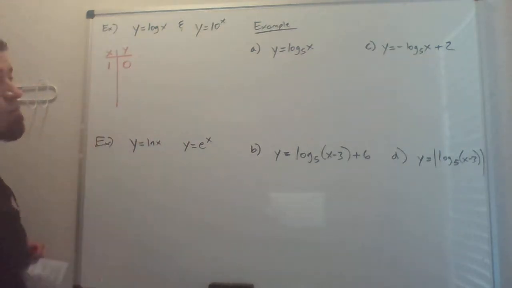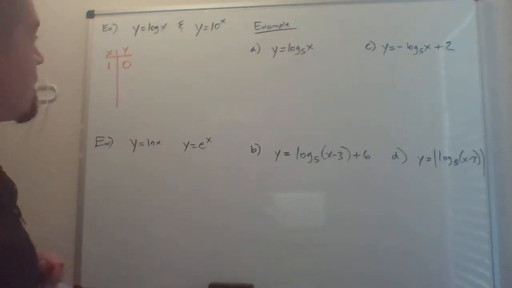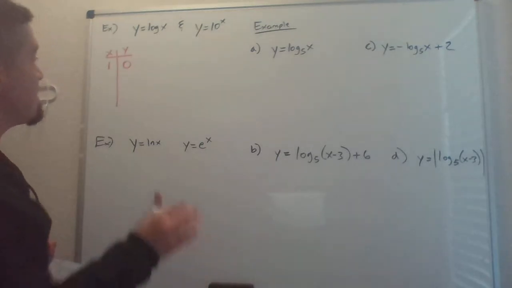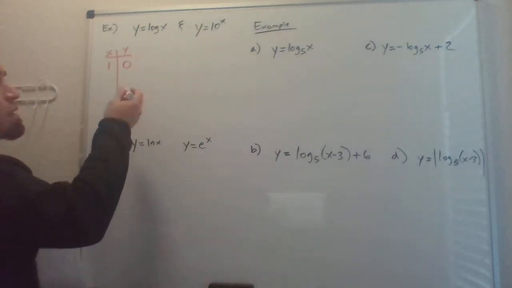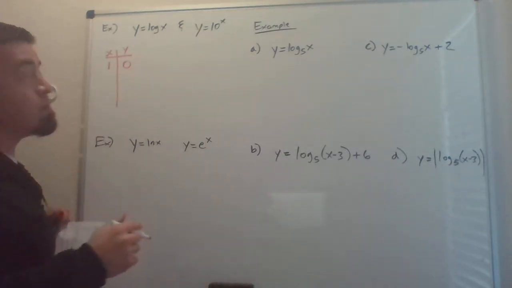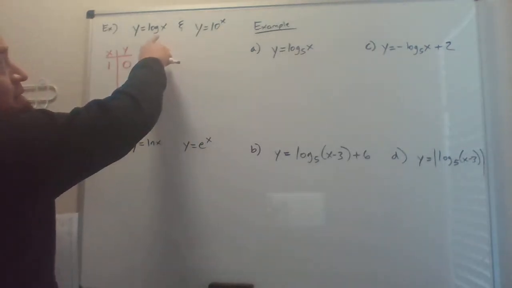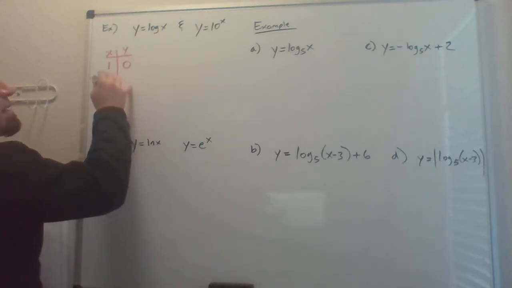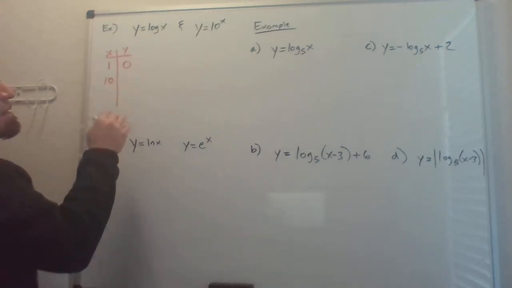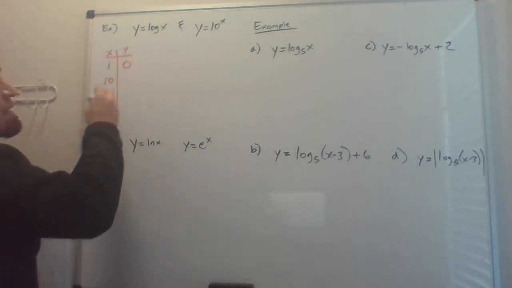So anytime you input 1 into a logarithm, or log of x at least, you should get 0. The next best thing to do would be to input the number that's the base. In this case, there's no written base, but it automatically means base 10. So if I input 10, 10 to what power will give me 10? 1.